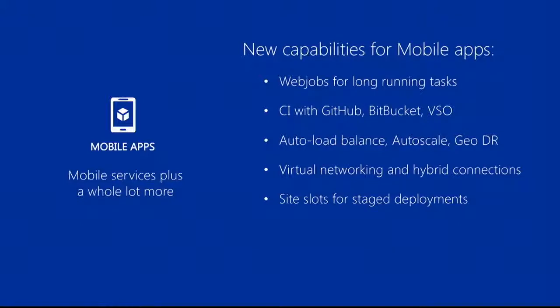Some of the new capabilities for mobile apps that we had with Azure websites, but are now capable of being used from mobile applications, include long-running tasks for web jobs, continuous integration with GitHub, Bitbucket, and VSO, auto load balancing, auto scaling, as well as geographical disaster recovery, virtual networking and hybrid connections, and then the site slots for staged deployments that I mentioned. This is currently in preview, so if you're building a production application, you should still use mobile services, but down the road when this goes to general availability, this will be the future of mobile connectivity when it comes to Azure.